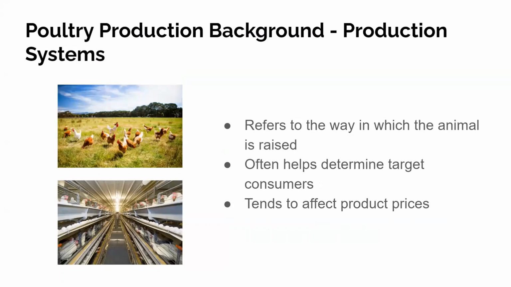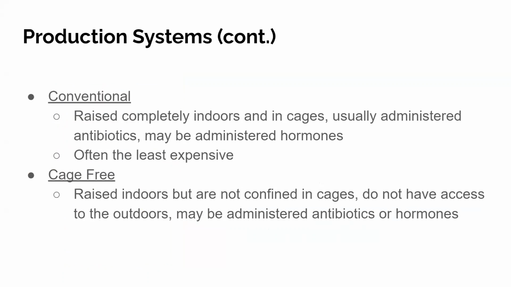Moving on to production systems. A production system refers to the way in which an animal is raised. These systems usually help identify target consumers and tend to affect the product prices as well. So what types of production systems are there? There are actually many of them, but we have addressed a few of the most common types in this presentation.